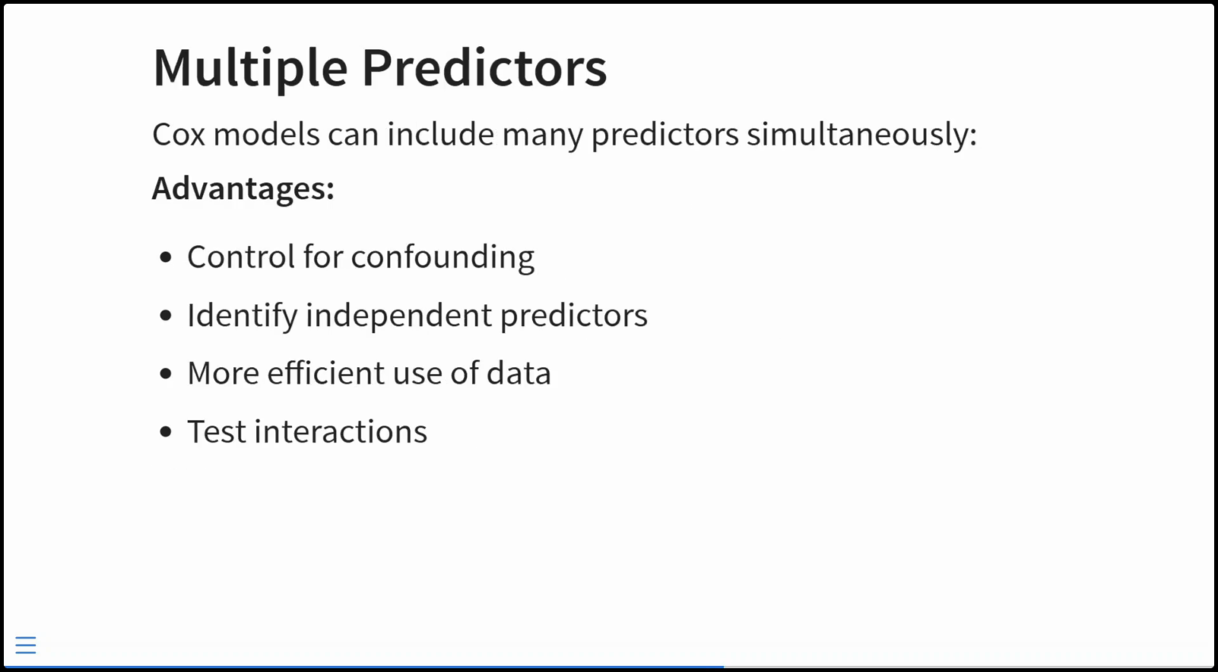The Cox model can include various predictors simultaneously, just as I've already shown you. It controls for confounding, identifies independent predictors, makes more efficient use of data, and also tests for interactions, just like I've already explained in regression. You can also test for interaction inside a Cox model.